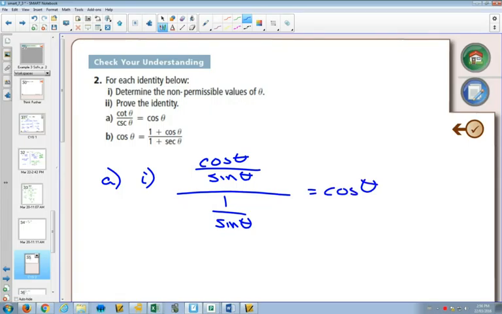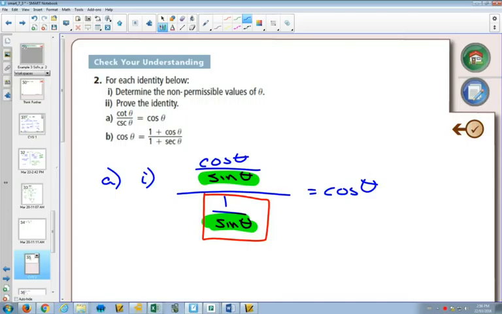Am I dividing anywhere? Yes. I'm dividing by sine theta here and here. I'm also dividing by this whole thing. Can you see that whole thing is on the bottom of a fraction? So first we're going to deal with sine theta. Is sine theta ever 0?